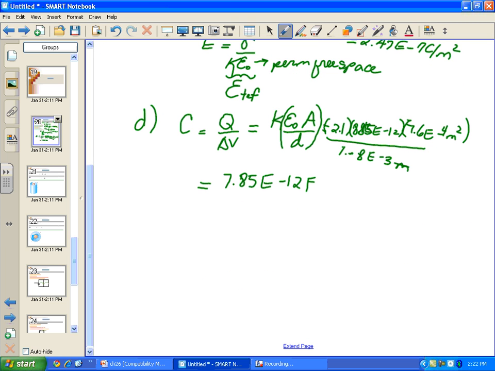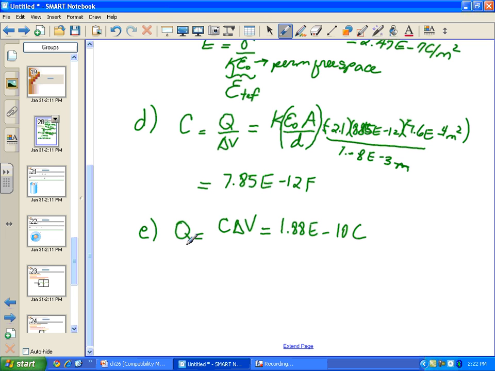Next question asks us to determine the charge on its plates. Now here, of course, as soon as we have C and we know that our delta V is equal to 24 volts, we can use this expression to solve for Q as C times delta V. And when we take the value of C we just obtained with our delta V of 24 volts, we get 1.88 e to the minus 10 coulombs.